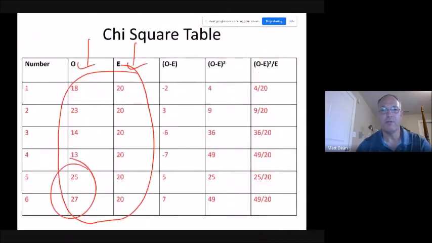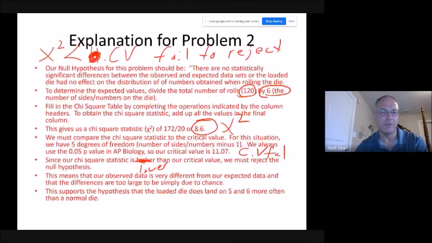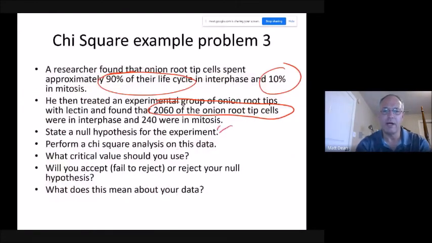All right, that's example 3. Let's see if there's any questions we didn't answer. So we came up with a null hypothesis, no difference between our observed distribution of cells and our expected. We calculated a chi-square value. We found the critical value in the table. We failed to reject our null hypothesis, telling us that there was no significant difference between the distribution of cells in the observed data and the expected data, which tells us essentially that lectin wasn't having the effect we thought it would.